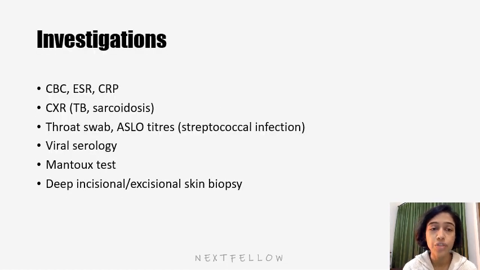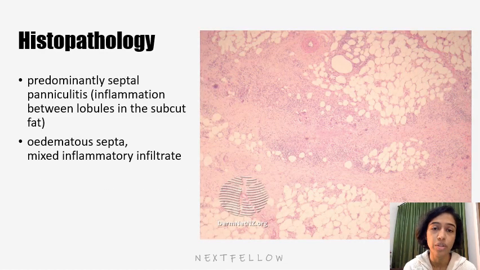Okay, investigations for EN: the CBC, ESR for underlying inflammatory disease, and CRP as well. Chest X-ray for TB and sarcoidosis, that's another cause. Throat swab and ASLO titers. Okay, viral serology, Mantoux test, and a skin biopsy. Now, the skin biopsy has to be a little deep to involve the subcutaneous tissue. That's why they do a deep incisional or an excisional biopsy. Take out the whole lesion and check the histopathology.